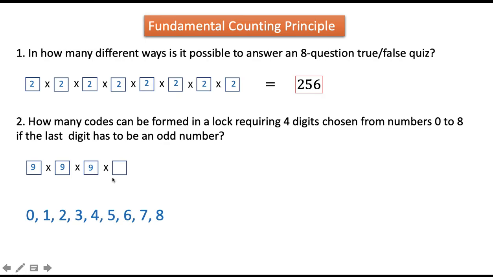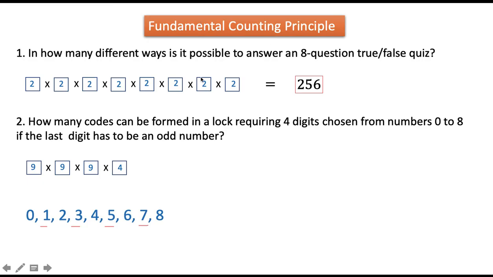Now, in our last digit, since there's a condition that the last digit has to be an odd number, we will only count odd numbers in our given. And these are 1, 3, 5, 7. So there are 4. 1, 2, 3, 4. Therefore, our last digit is 4 because we only have 4 choices.